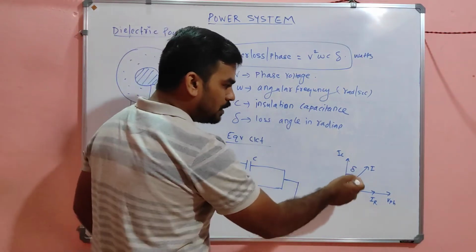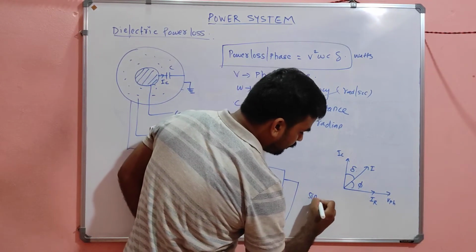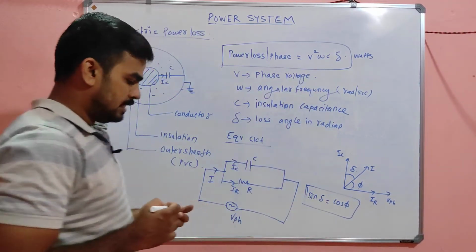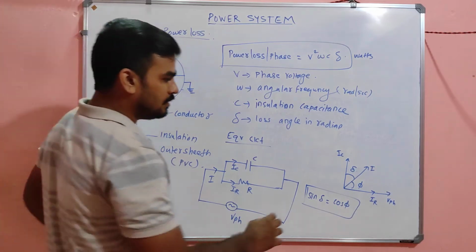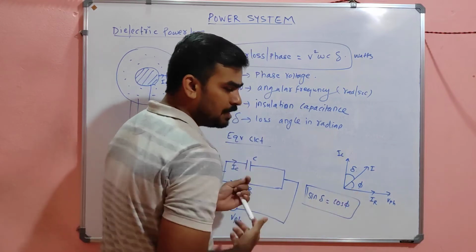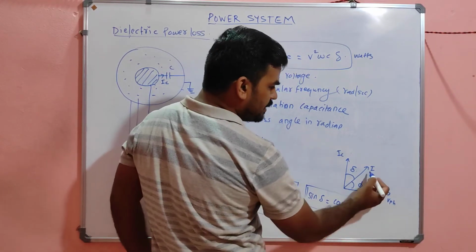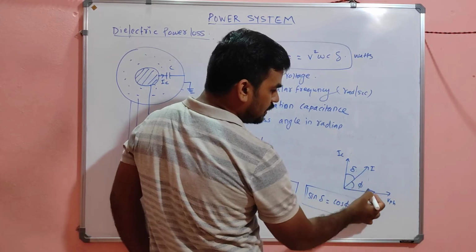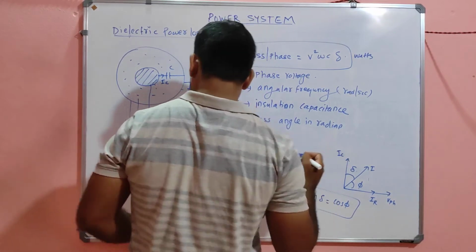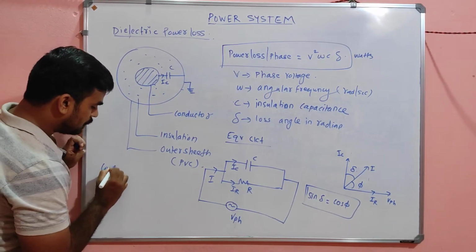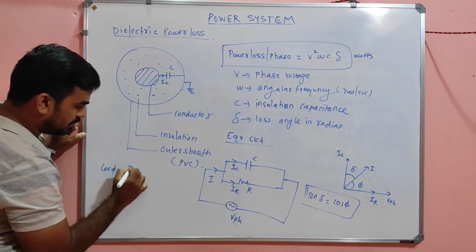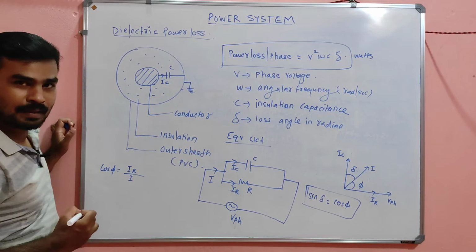And one more identity you can observe from here also: sin delta equal to cos phi. That also you have to note. Sin delta is equal to cos phi. Cos phi is adjacent side by hypotenuse. From that figure, cos phi is adjacent side by hypotenuse. Adjacent side is nothing but IR. Hypotenuse is nothing but I.